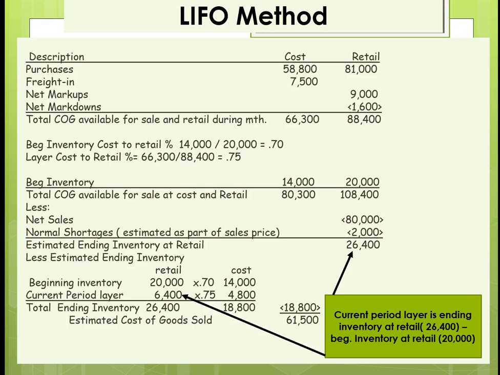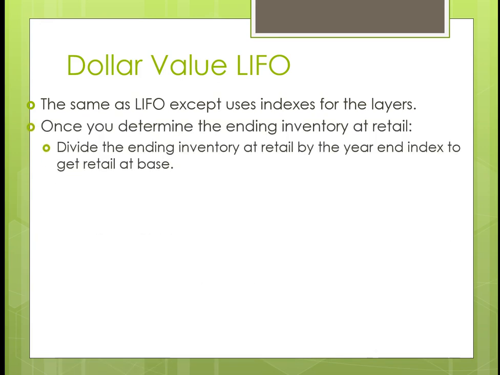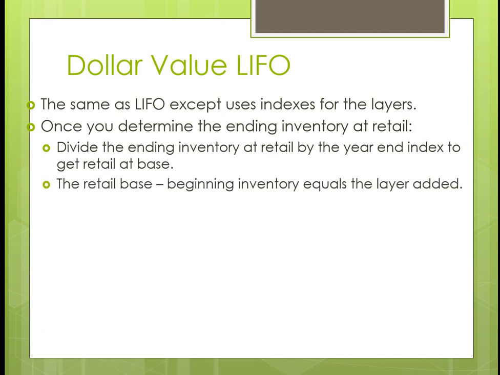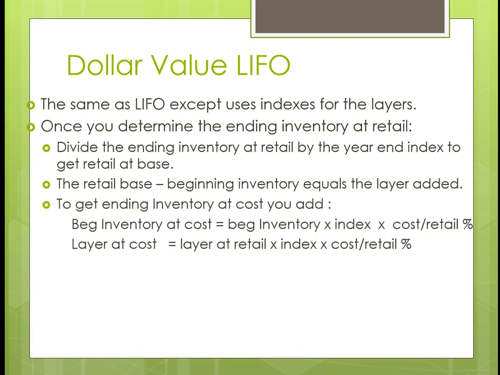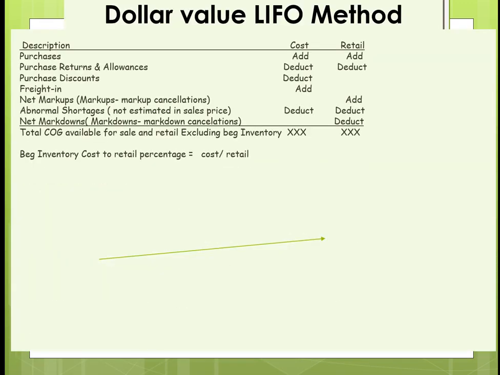Now we're going to look at dollar value LIFO. The same as LIFO, except we're now going to use indexes, so you remember those. Once you determine the ending inventory at retail, divide the ending inventory at retail by the year-end index to get retail at base, and then you're going to come up with beginning inventory equals the layer added. To get ending inventory, you're going to have the two layers, beginning inventory plus the transaction during the period. So here we go. Here's the formula.